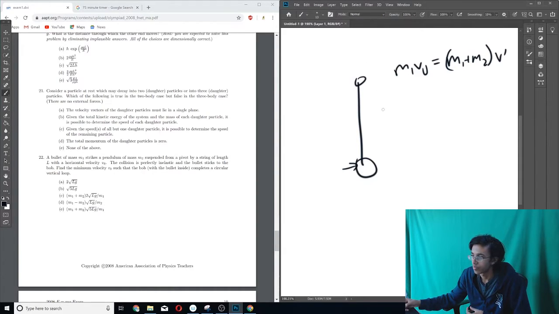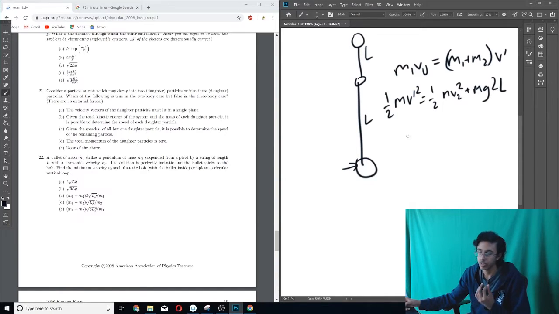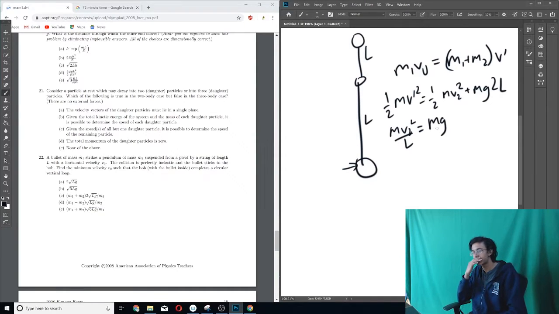So we have 1/2 mv prime squared is equal to 1/2 times... wait up, let's draw this. So it's L here, so the height change is 2L, so 1/2 mv2 squared plus mg2L. And then the last equation we want is that mv2 squared over L is equal to mg. Okay, so we have a bunch of equations, now we just gotta solve them.